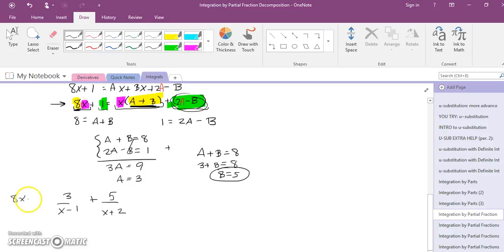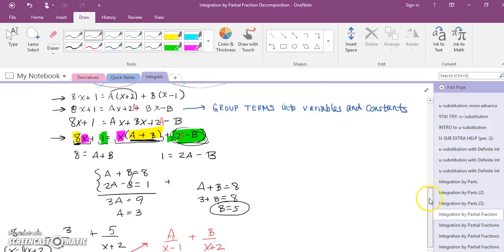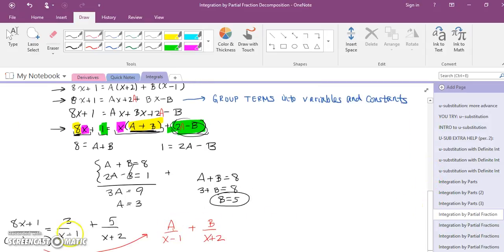And that is what 8x plus 1 all over x minus 1 times x plus 2 is equal to. Just keep in mind that up top here, I rewrote my original as a over x minus 1 plus b over x plus 2 right here. So I just filled in my a and my b, and that's how I'm able to say that these two are equal. Now, this is fine. Solving a system works.